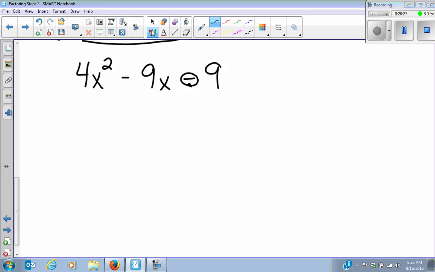Second thing, how do I know it's not a difference of squares? It's got 3 terms. Now I look at A. A is not 1. As soon as A is not 1, I multiply 4 times 9. 4 times 9 is 36.